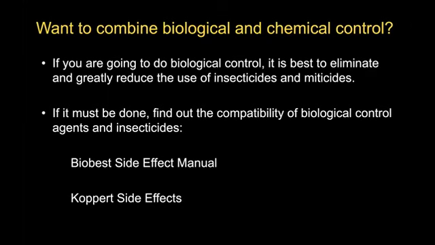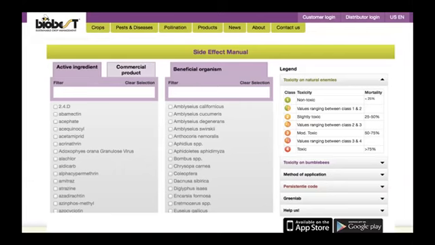So there are two tools, if you don't already know them, that I want to introduce to you, the so-called side effect manuals. Biobest and Koppert, which are two of the companies that produce a lot of biocontrol agents for mass release, actually maintain pretty decent side effect manuals that you can access whenever you want. And this is the one by Biobest, one of the bigger companies.